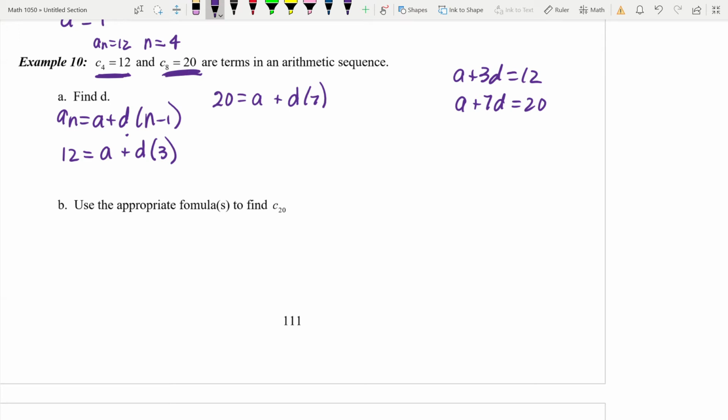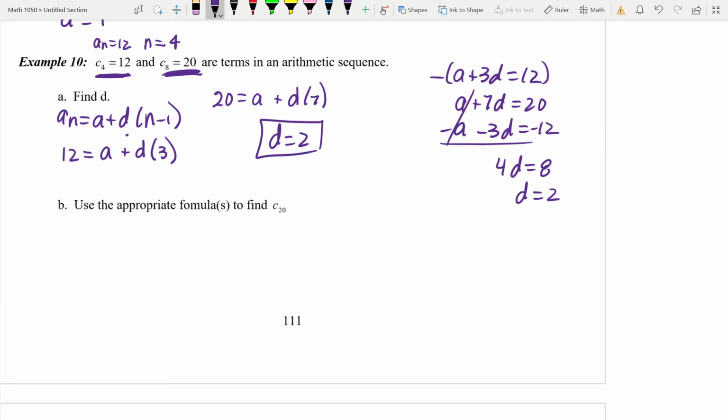And what process? What's the name of the process you're using right now? Elimination. Use elimination. Sure. Take out a negative, or distribute a negative, and you have negative a minus 3d equals negative 12. The a's go away. So you have 4d equals 8. Divide by 4, and now I know d is 2.